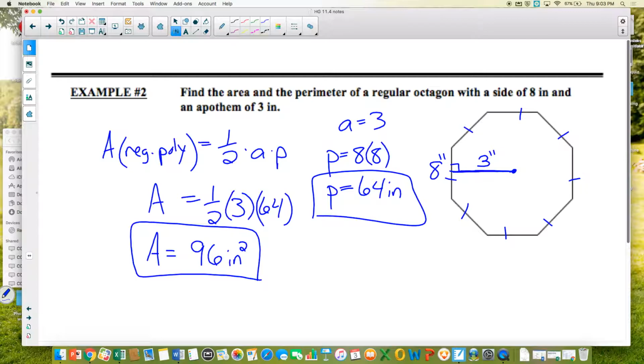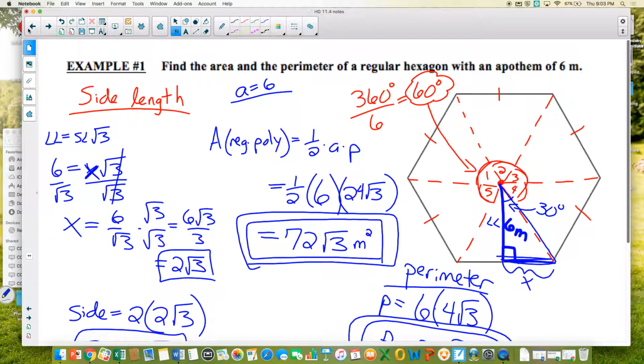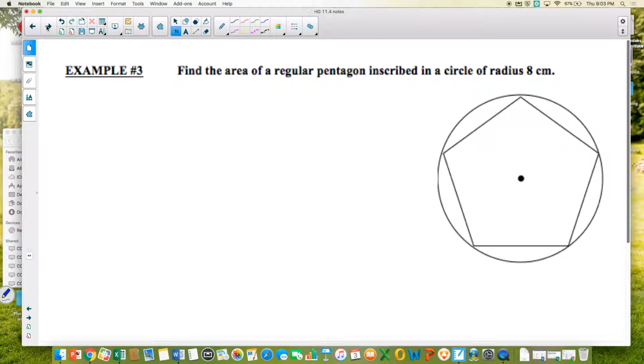Alright, and this is kind of the more basic one. I know we started with the harder one, example 1, and this is more basic. Alright, so this one, they give us an apothem, they give us a side length. If we go back to number 1, they gave us the apothem, we had to find the side length. And in the last one, the area of a regular pentagon inscribed in a circle has a radius of 8. So this one, they give us something different.